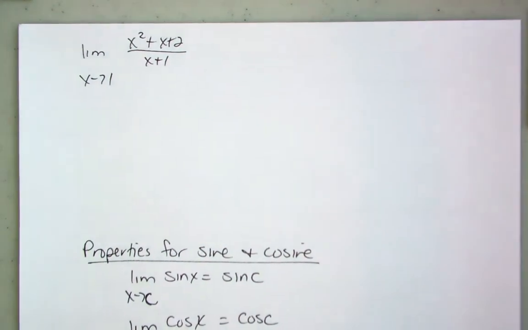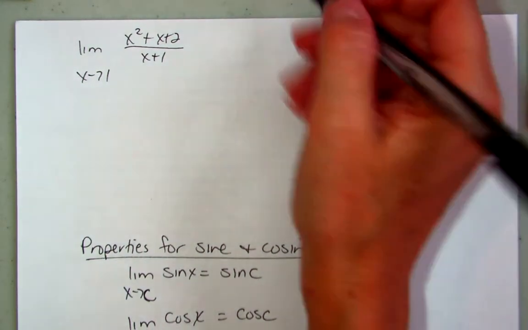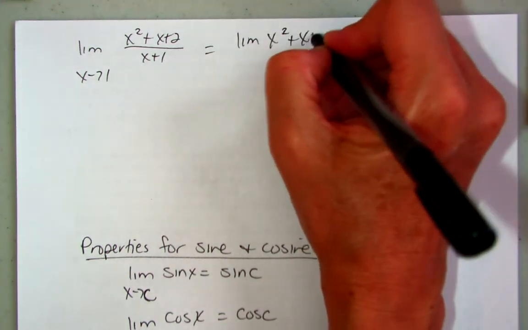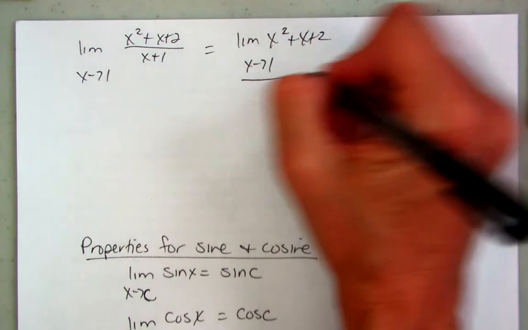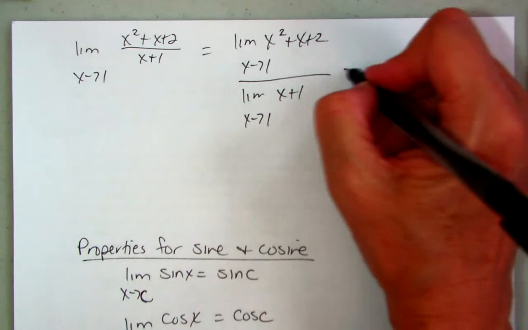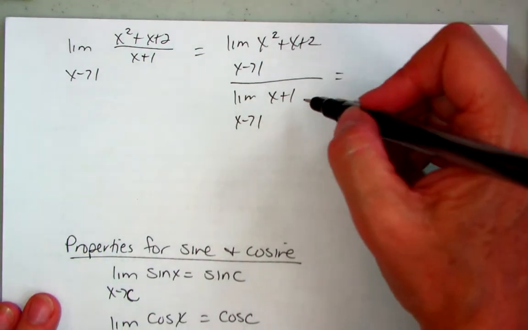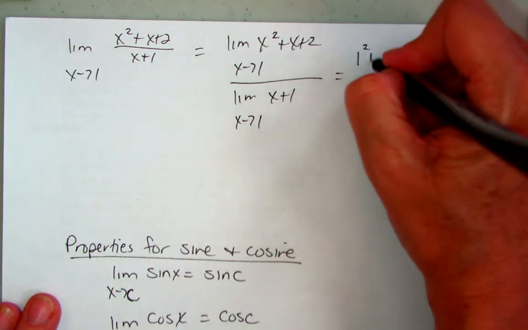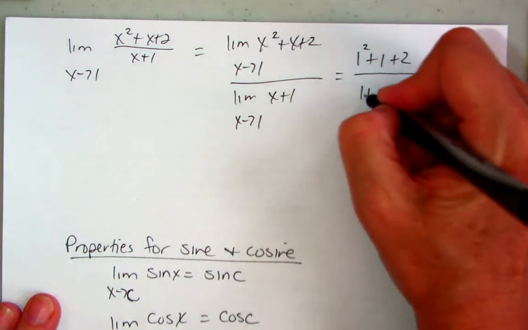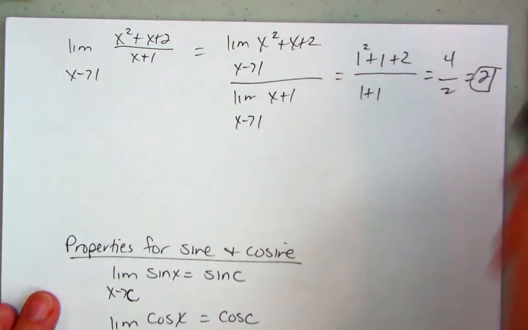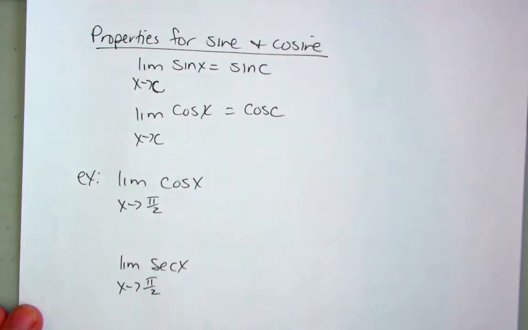Let's do another example. I'm going to apply the quotient property here. The limit of the numerator as x approaches 1 over the limit of the denominator as x approaches 1. That is a quadratic and that is a linear function, so therefore I can use direct substitution. Next, properties for sine and cosine.